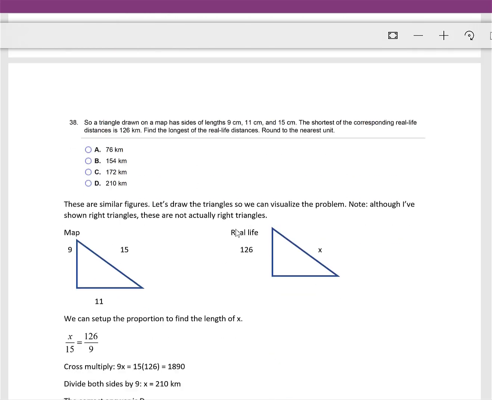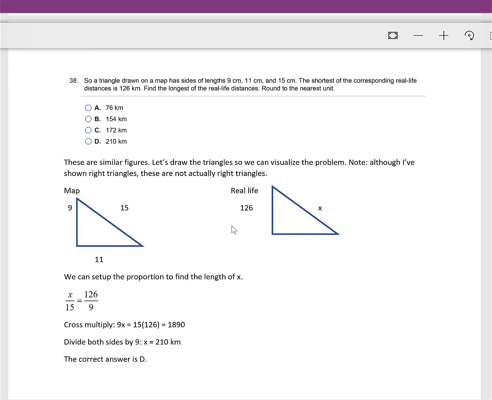Okay, 38. A triangle drawn on a map has side lengths of 9, 11, and 15, and the shortest of the corresponding real-life distances is 126 kilometers. Find the length of the longest of the real-life distances. So I've made a picture here. I want to emphasize these are not right triangles. It's just easier in Word to put a right triangle figure in.